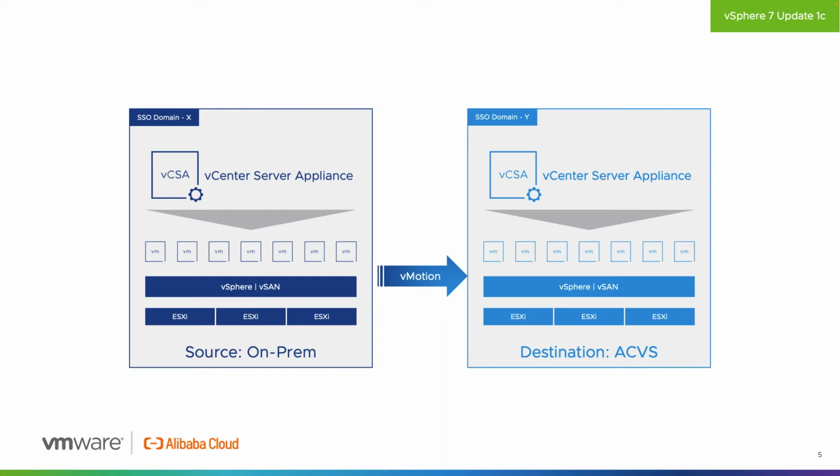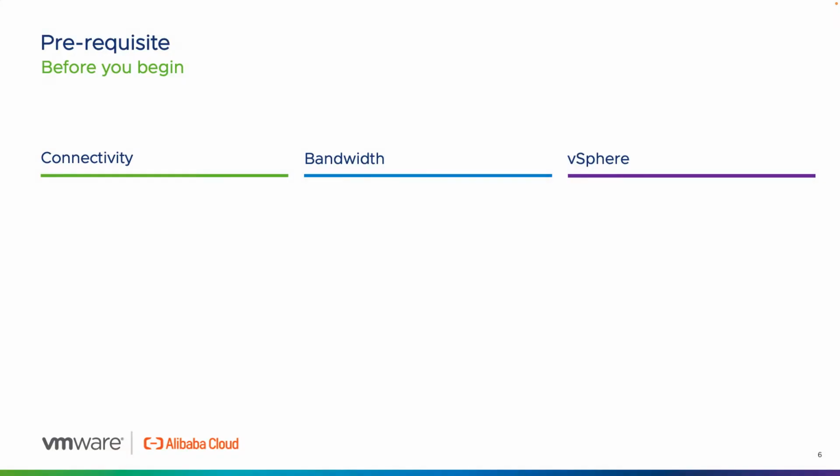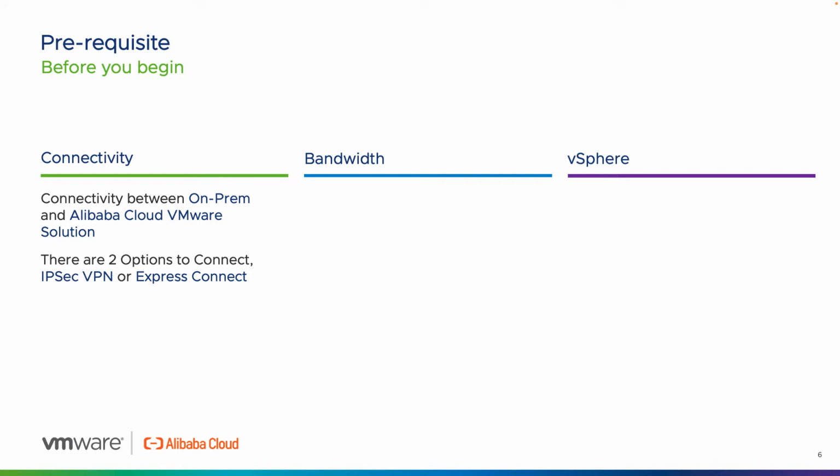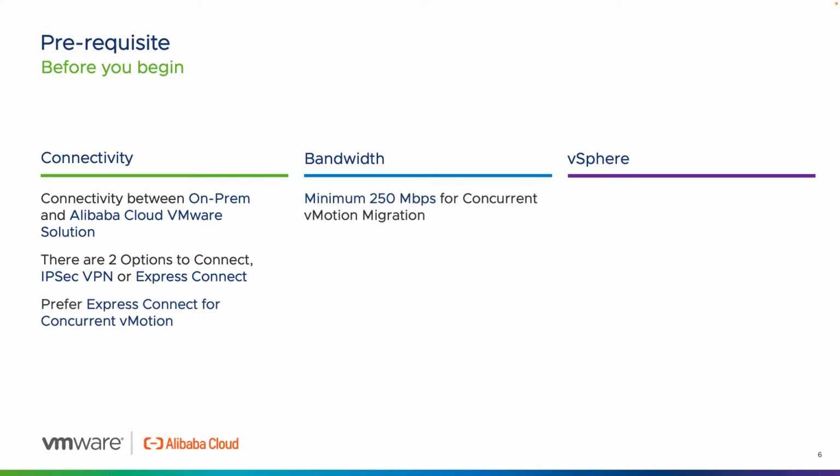Now, let us discuss the prerequisites for migrating the workload using the advanced cross vCenter server vMotion feature. First, let us talk about the connectivity requirement. Ensure that there is connectivity between on-prem and the ACVS SDDC. For that, you have two options to connect, either through IPsec VPN or through Express Connect. From the bandwidth point of view, please ensure that there is 250 Mbps bandwidth available per concurrent vMotion stream, and the round trip time, which is RTT, should not be greater than 150 milliseconds.